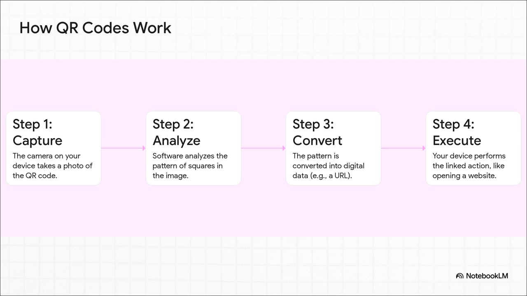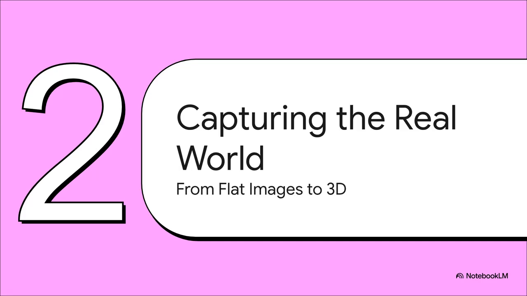First, your camera grabs a picture of the code. Then, the software on your phone analyzes that pattern of squares. It converts that pattern into usable data, like a web link. And finally, your device just does what it's told, like opening that website. It's like a perfect four-step digital handshake that happens in a blink. Okay, Section 2, Capturing the Real World.